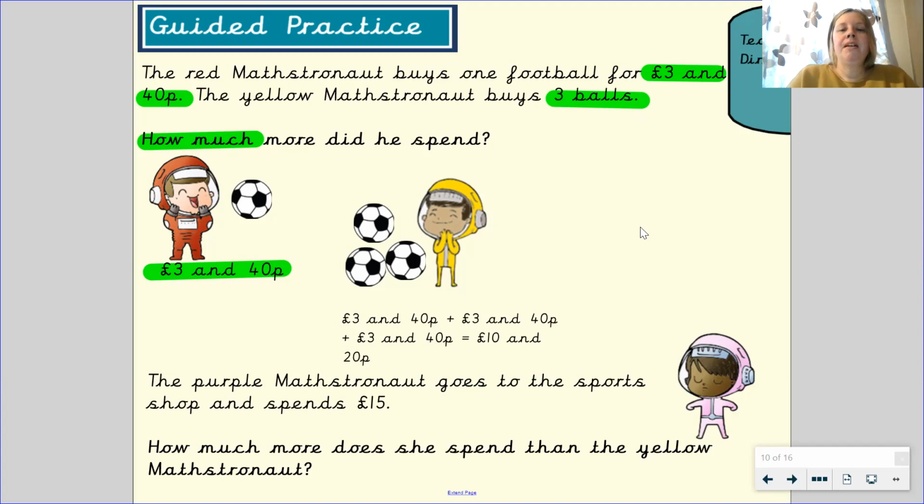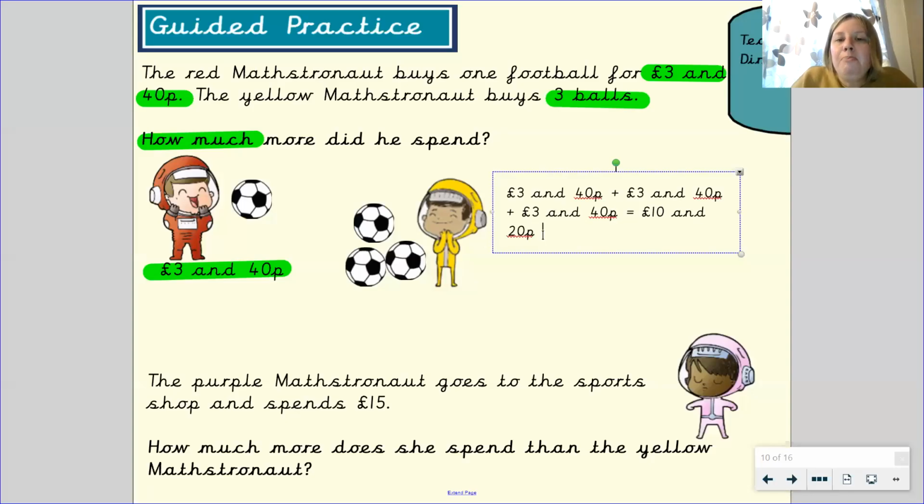all together. So now we need to work out the difference between £10.20 and £3.40. Can you pause the video and have a go and see if you can work out the difference for me? Did you use a number line to help you to find the difference? The difference is £6.80. So we write that as a sentence.